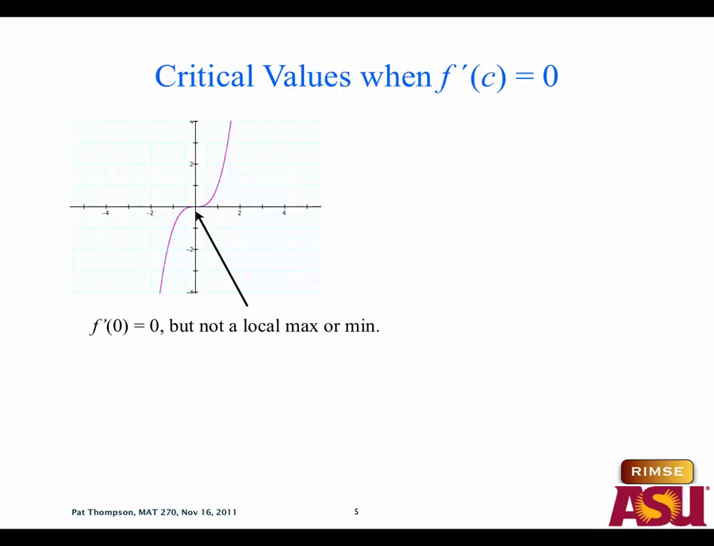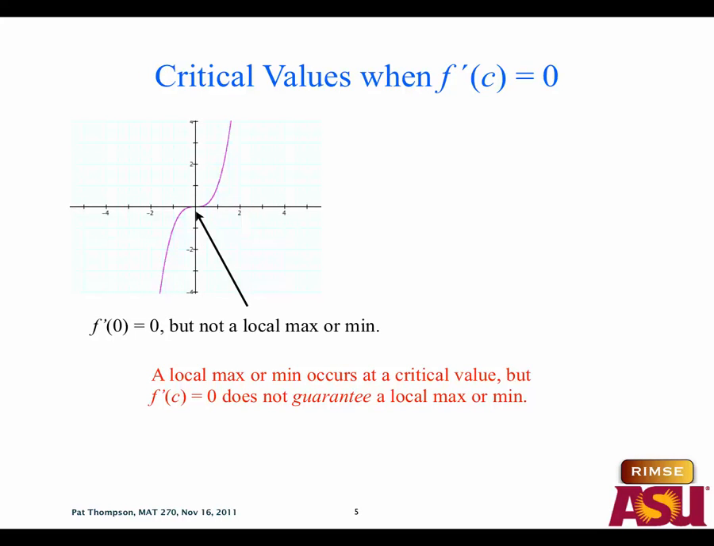Okay, so we have a critical point at 0 because the accumulation pauses. But that's not a local max or local min. Okay, so a local max or min occurs at a critical value, but having the first derivative be 0 does not guarantee that you have a local max or min. There's other things that can happen, like this, right? What's happening here? So it's pausing, but it's increasing. It pauses, and then it keeps increasing.